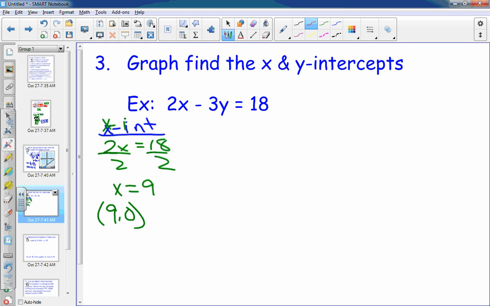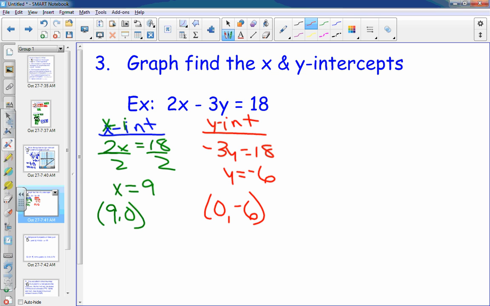So now I need to find my y-intercept. How do I find my y-intercept? Drop the x, so what's my equation going to be? Negative 3y is equal to 18, so y is equal to negative 6. So what's that ordered pair going to be? 0, negative 6. So I'm going to plot 9, 0, and I'm going to plot 0, negative 6. Bam. Do we understand that, yes or no?